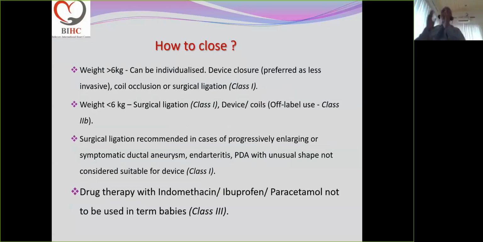And how do we close? For the larger babies, larger meaning weight more than 6 kg, generally it is device closure, or some other form of transcatheter closure. But if they are very large and very short, surgery may be a better option, especially if the weight is low.